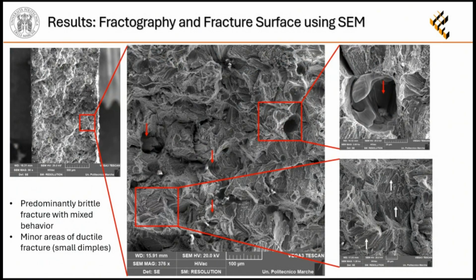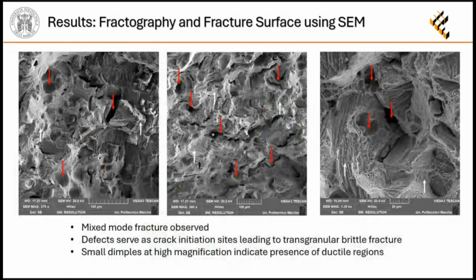And from these results, we can see that the fracture mode is mixed, but it's mainly brittle, and the defects act as crack initiation sites leading to transgranular fracture, and some small dimples at magnification indicate the presence of ductile regions where there are fewer defects than in the other areas.